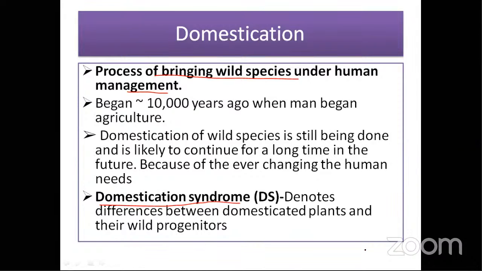Traits which would have been selected despite the place, whether it is in India, Australia, or America. Some traits are common and get selected all over the world. All those traits cumulatively are called domestication syndrome.